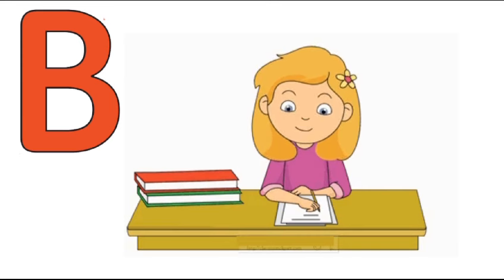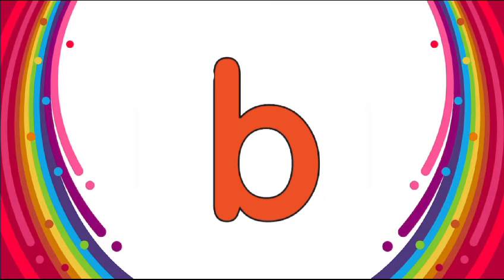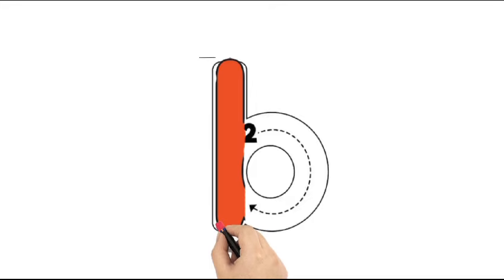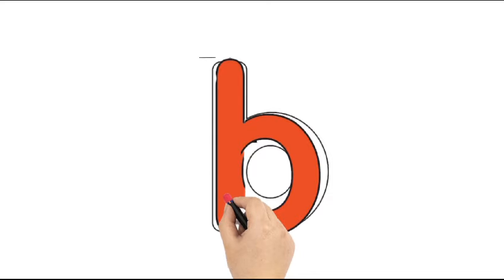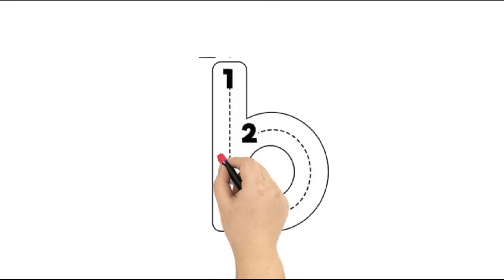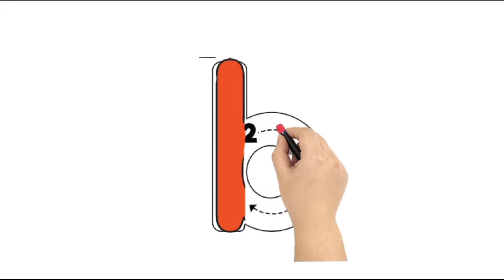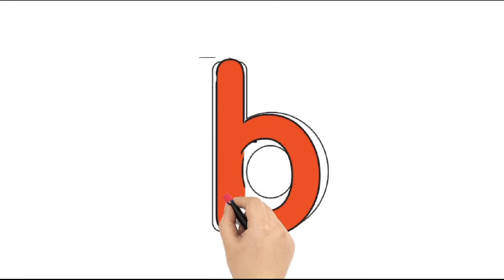Now let's move on to the lowercase B. Let's start at the top. Make a one again and add a big belly on the right side. That's it, a lowercase B. Let's do it again. A big one with a big belly on the right side. You got it.